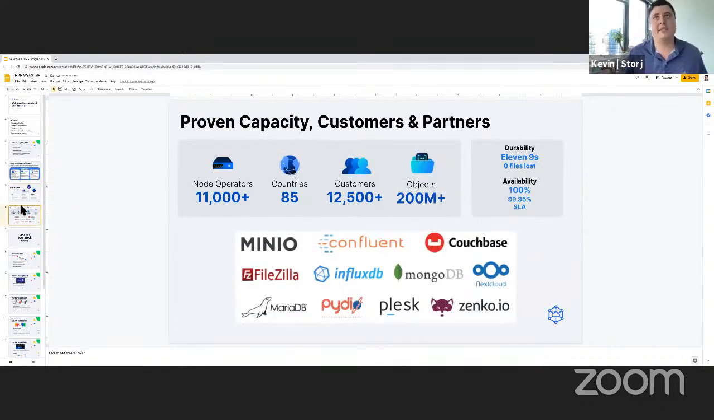We have proven capacity, proven customers, proven partners, really great team. Our CEO is the former CEO of Docker, which was the largest open source community behind Linux, right? He grew that at the time and now is leading Storj. Our CMO comes from Twilio and SendGrid. So we have a really great leadership team and really great partners and customers today. We have over 11,000 node operators in 85 countries. Over 200 million objects are stored on the network today, and we've never lost a file. So we have 11 nines of durability, and we offer that through an SLA.